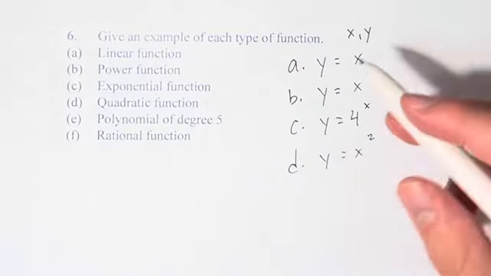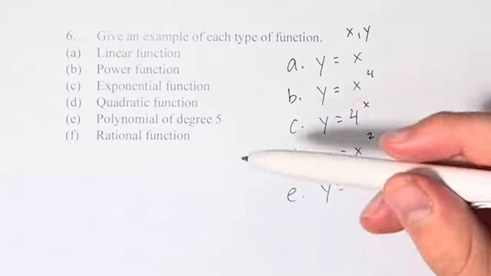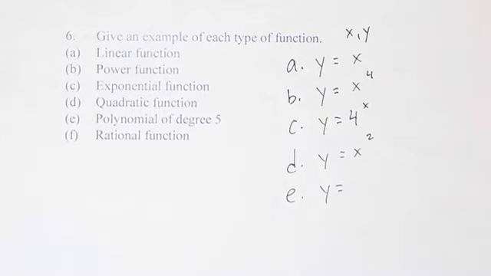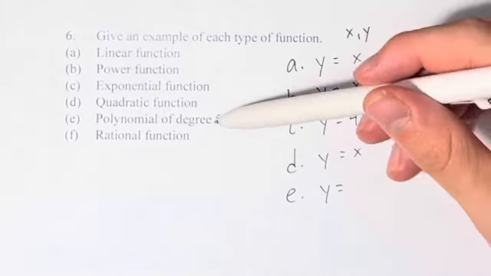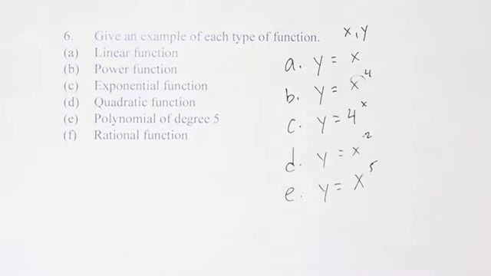A polynomial of degree 5 is the combination of different power functions, and the degree is the highest exponent. So this is a polynomial of degree 2. This is a polynomial of degree 4, degree 1. So the simplest one is x to the 5th.